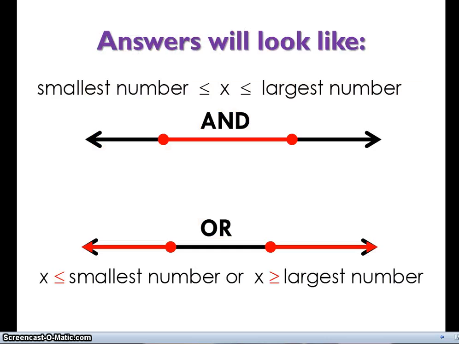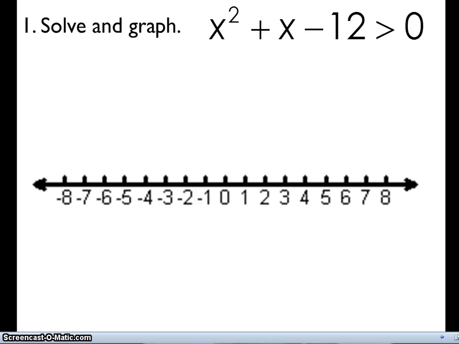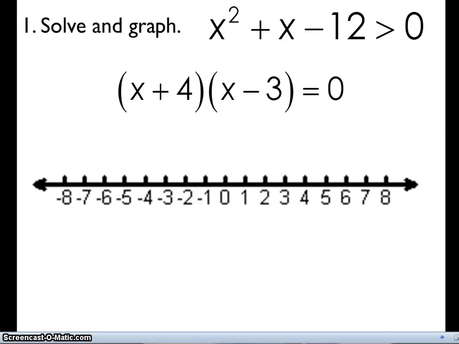So on your worksheet, let's take a look at problem 1. We need to change the inequality to an equal sign and then factor this. Now I solve each of these factors, and I get these two numbers. Now I have to go back and look at the original inequality and go, okay, is that an open circle or a closed circle?